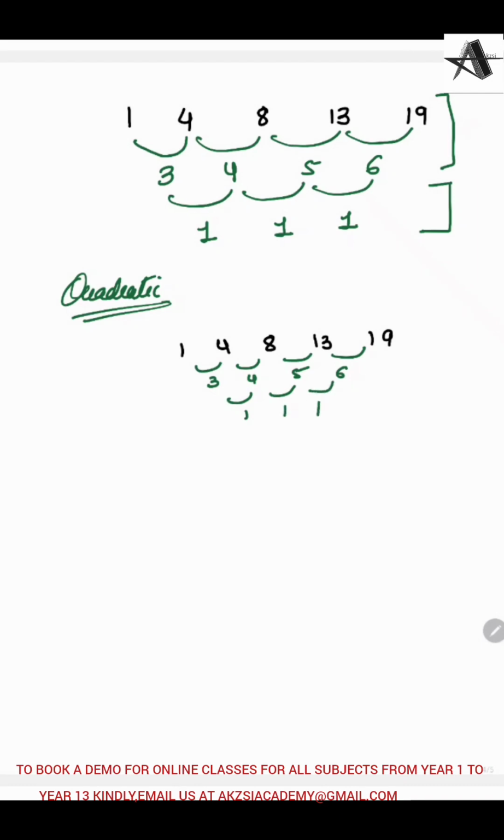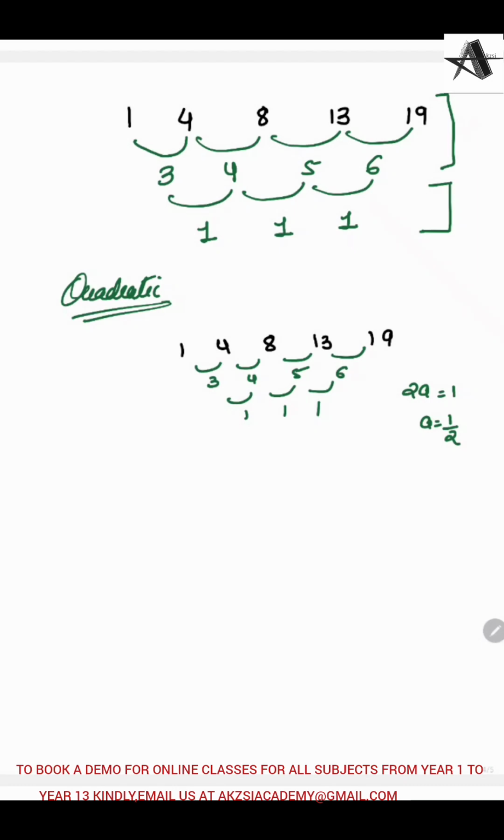So we need to equate it with 2a. Previously, when it was linear, we were equating the constant number directly with a. Here, because you are subtracting it two times, it's going to be 2a is equal to 1. So a is equal to half.